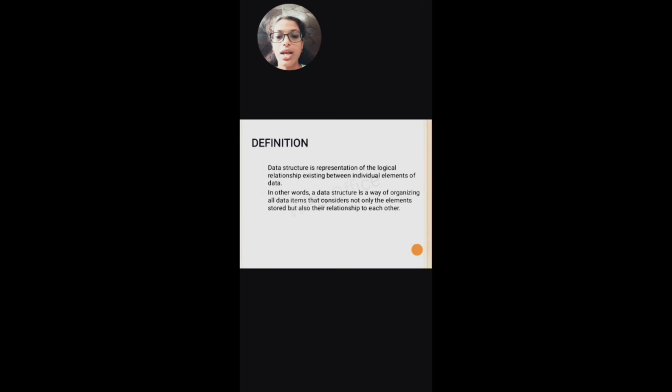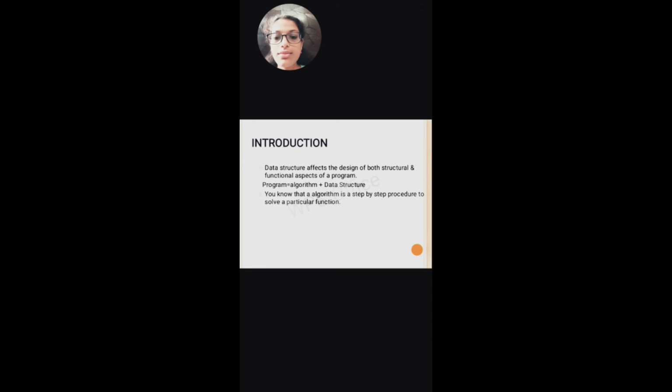Definition. Data structure is the representation of the logical relationship existing between individual elements of data. In other words, a data structure is a way of organizing all data elements, items that considers not only the elements stored but also their relationship to each other.